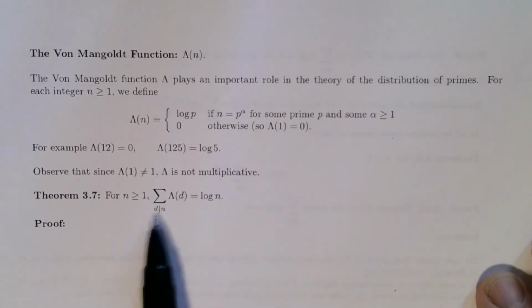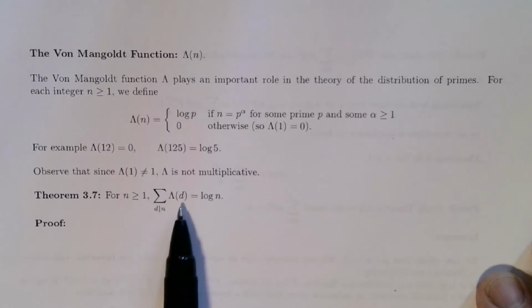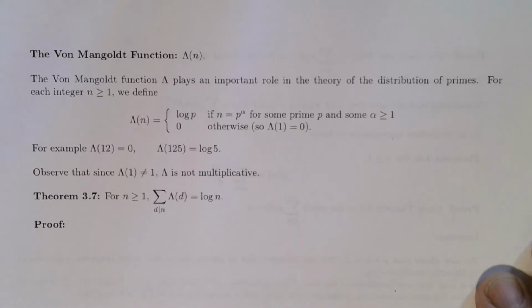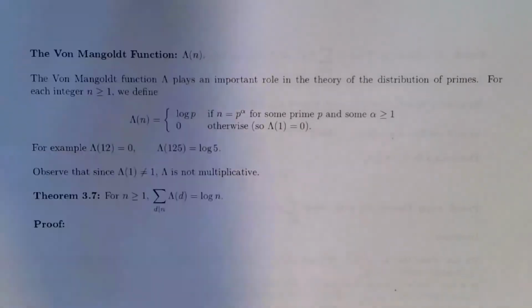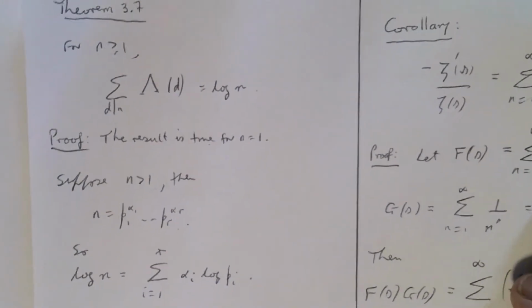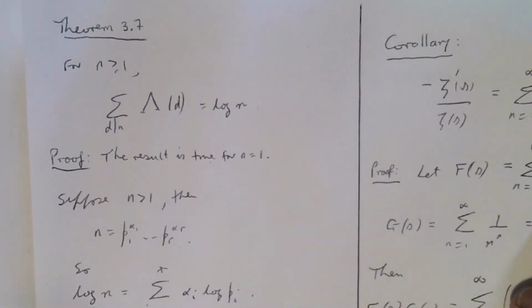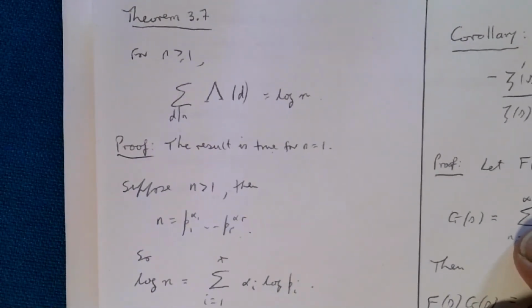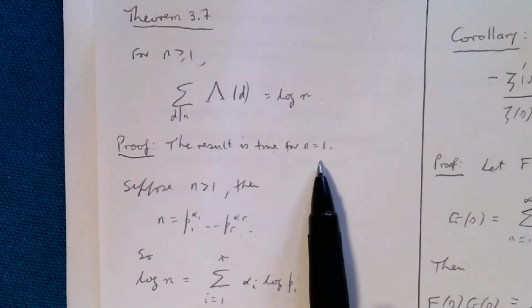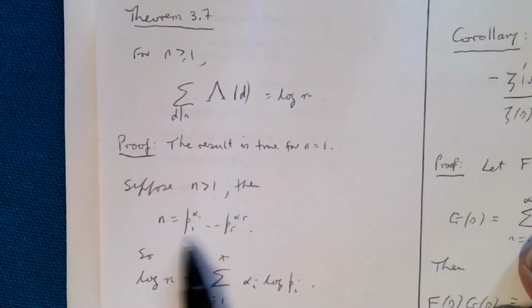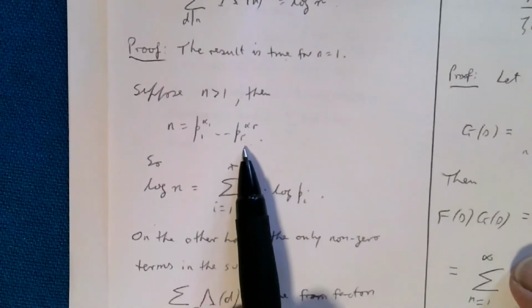Now, as usual, we'd like to know something about the sum over the divisors of this, and it turns out to be log of n. So here is a little proof of that. This is a little bit harder because it's not multiplicative, so we have to be a bit more careful in evaluating this sum. The result is true when n equals 1 because you just get 0 on both sides. If n is bigger than 1, then you can prime factorise n in the usual way.